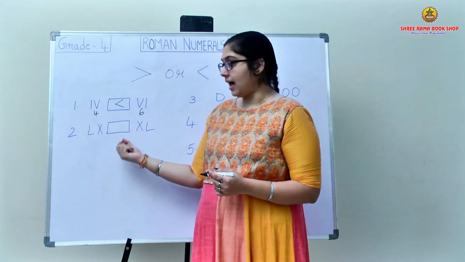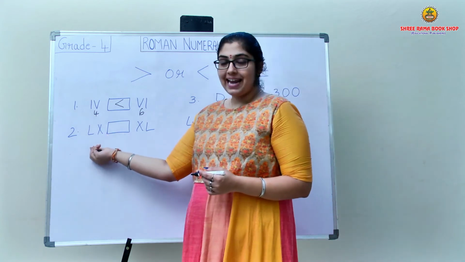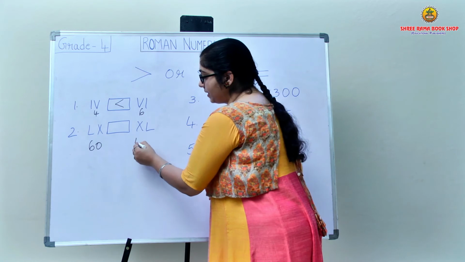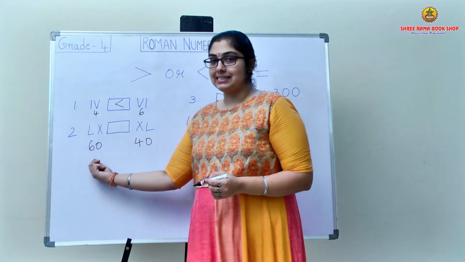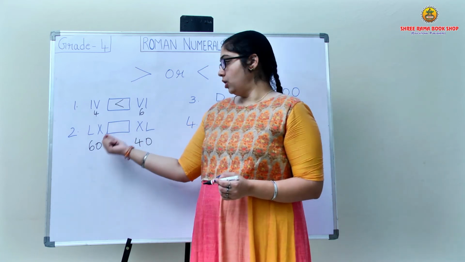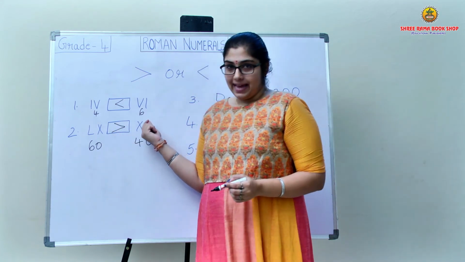Now I will go for the second example. Here I have LX and XL. We know that LX represents 60 and XL represents 40. If I compare the numbers 60 and 40, I know that 60 is the greater one. So LX is the greater one when compared to XL.